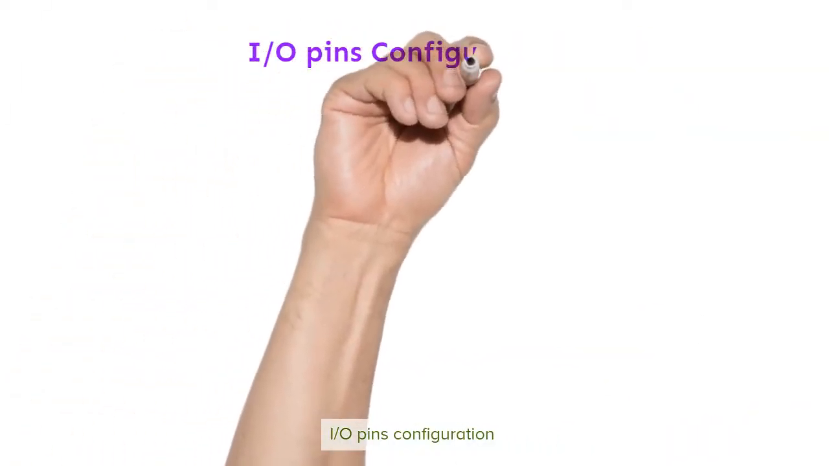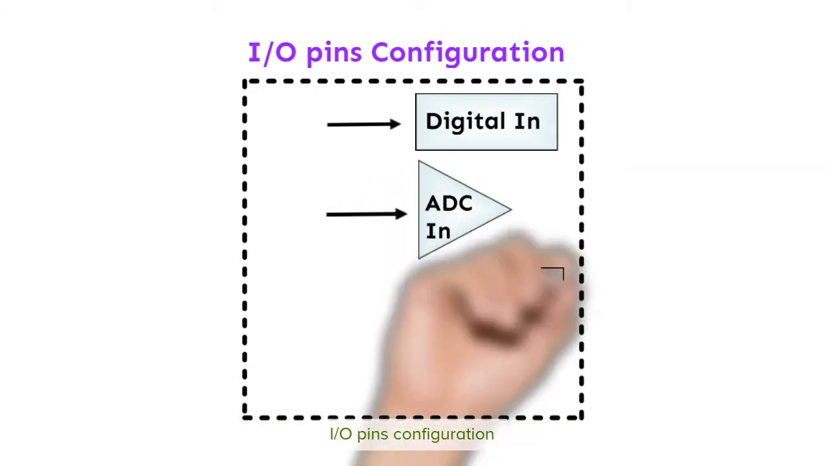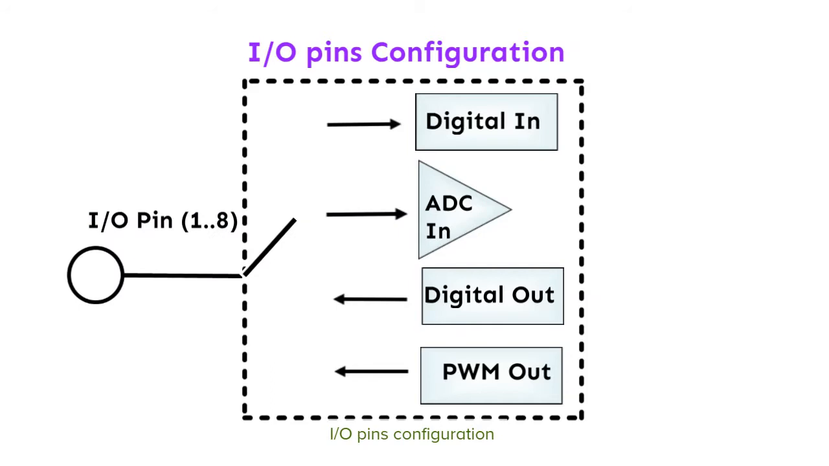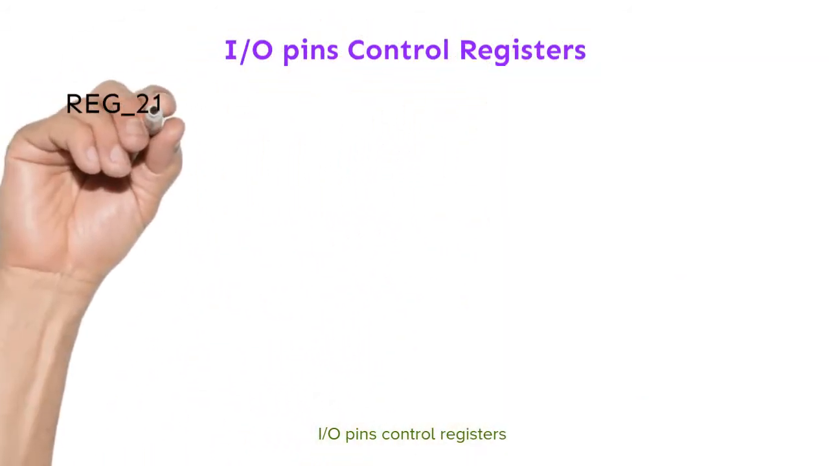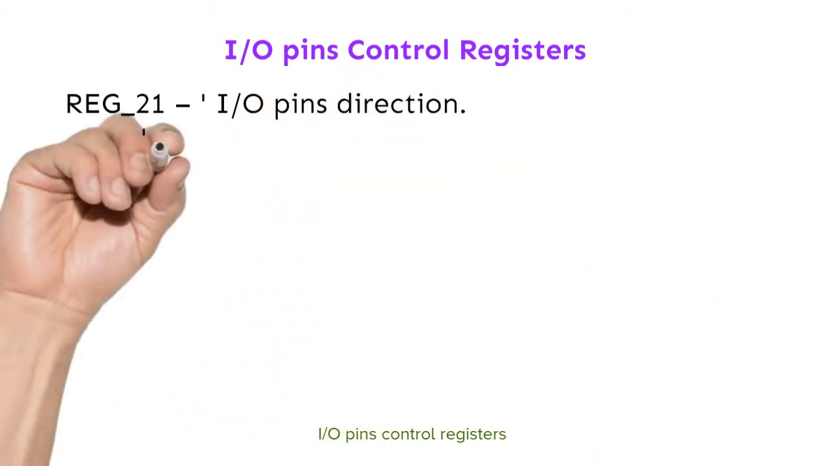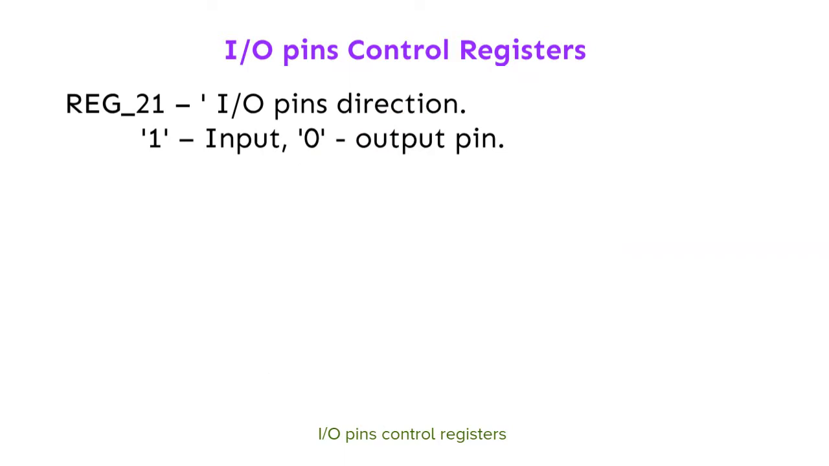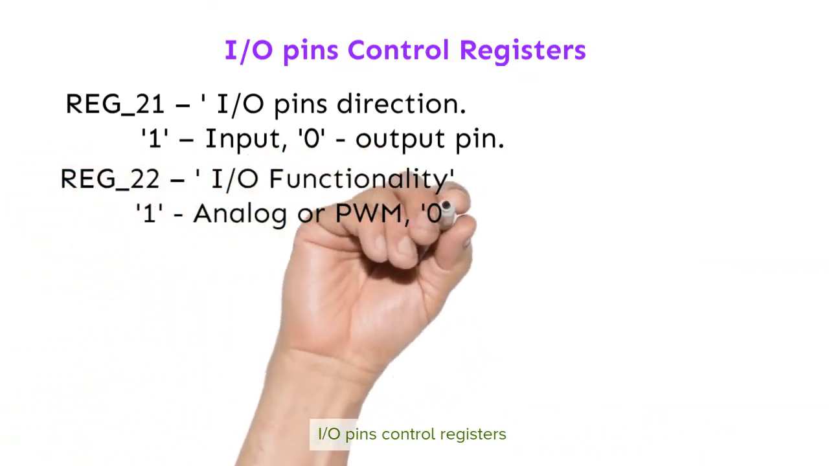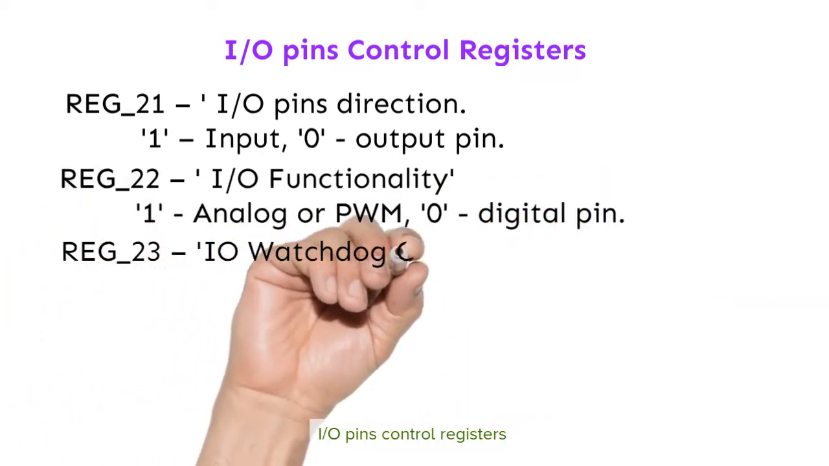Each of the 8 I/O pins can be configured as a digital in, ADC in, digital out, or PWM out. The SIG102 I/O pins control registers. Reg 21, I/O pins direction: 1 input, 0 output pin. Reg 22, I/O functionality: 1 analog or PWM, 0 digital pin. Reg 23, I/O watchdog control.